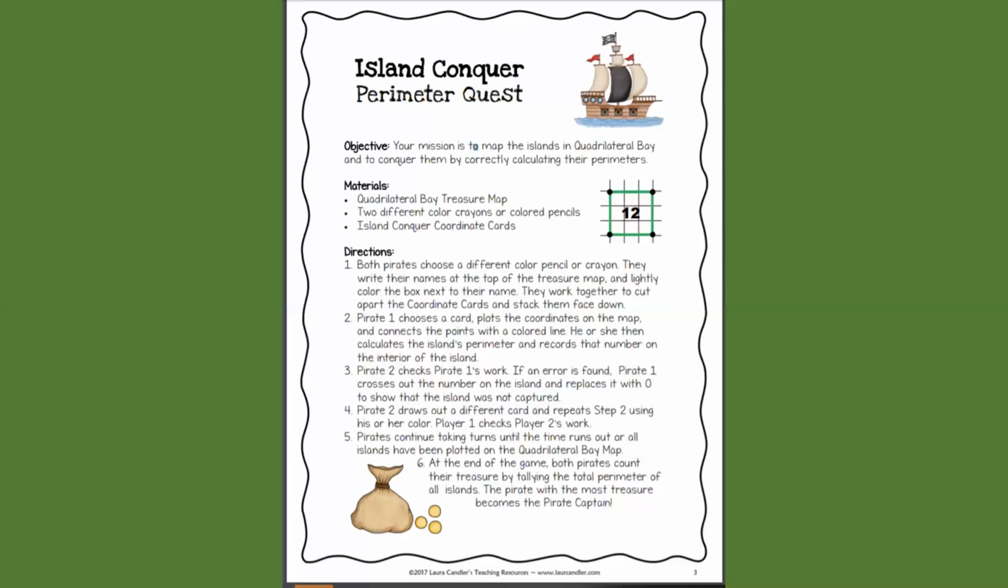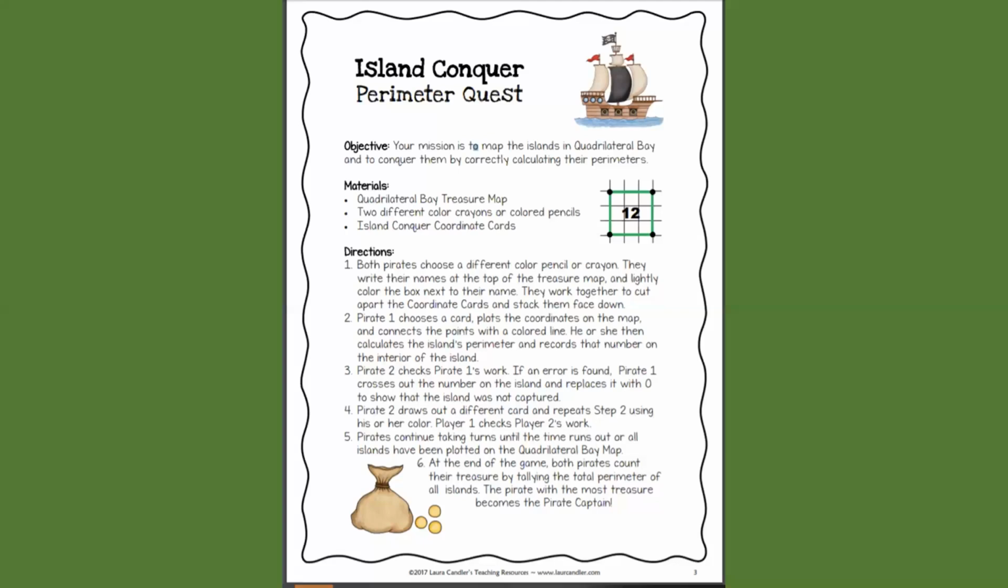Pirate 2 checks Pirate 1's work. If an error is found, Pirate 1 crosses out the number on the island and replaces it with 0 to show that the island was not captured. Pirate 2 then draws a different card and repeats step 2, using his or her color. Player 1 will check Player 2's work, and then the pirates just continue taking turns until either your time runs out or all the islands from the coordinates have been plotted on the Quadrilateral Bay map.